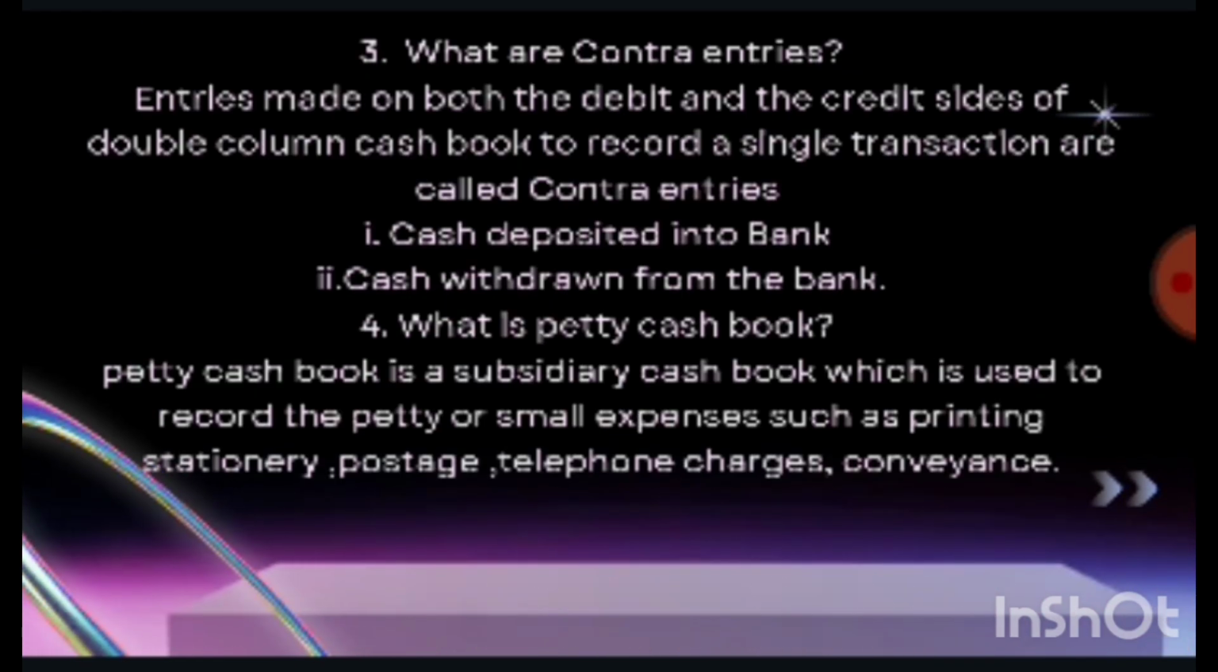What are contra entries? Contra entries are the entries that are made on both debit as well as credit side of double column cash book to record a single transaction. Cash deposited into bank, cash withdrawn from the bank. These two transactions are considered as contra entries that have to be made in double column cash book.